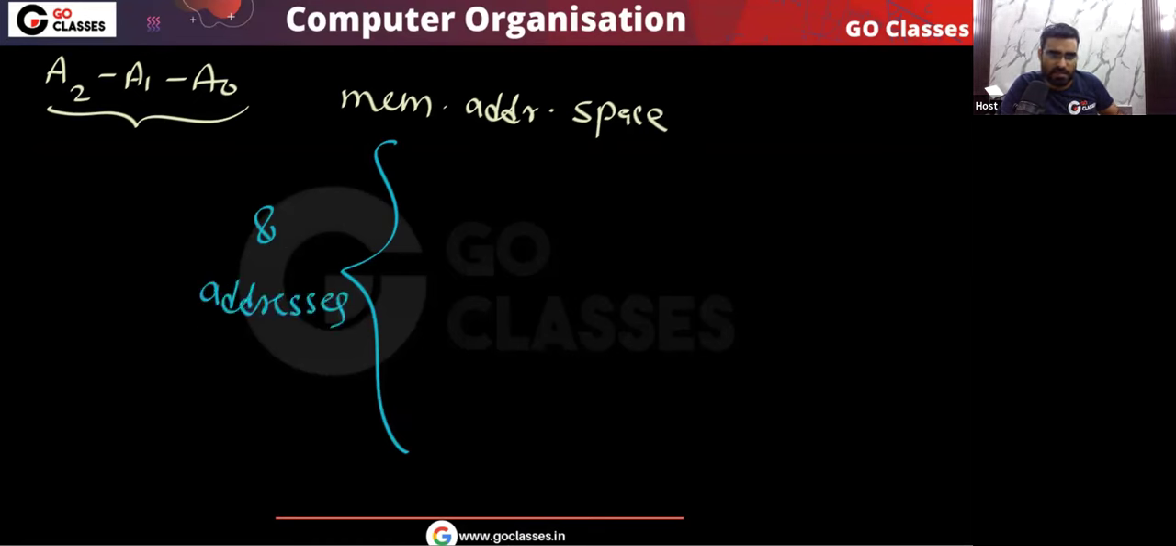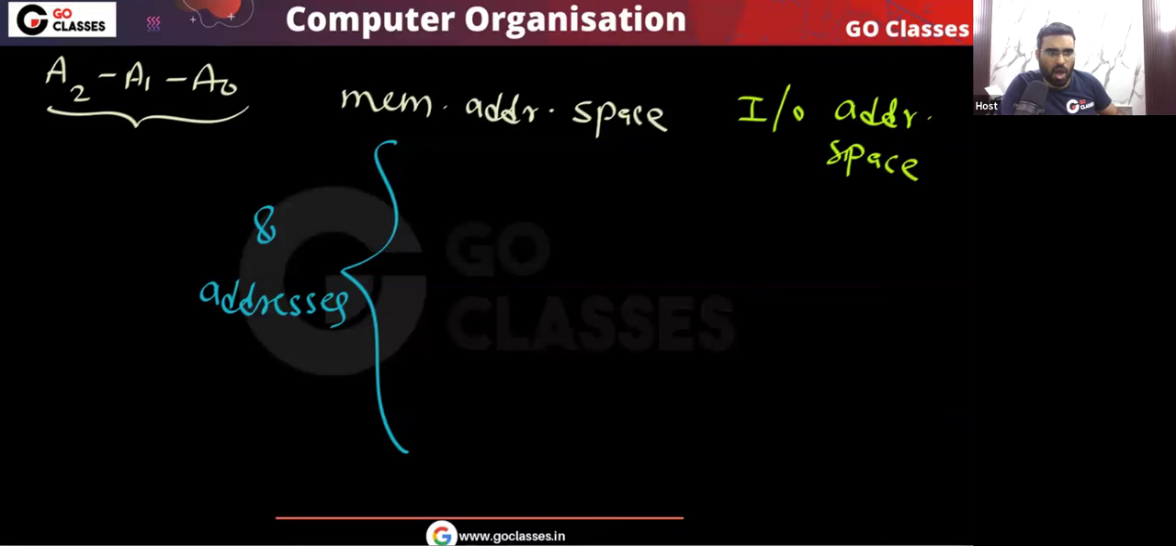Okay, 8 addresses. Correct. And in the IO, what about IO address space? How many addresses will be there in the IO address space? Let me tell you. Answer again, 8 addresses.